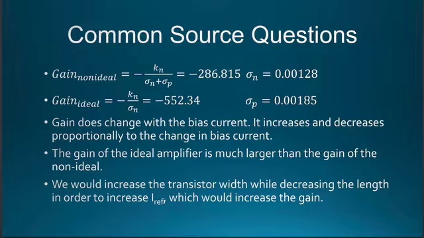Here's the common source questions. We're comparing our non-ideal gain to our ideal gain. Solving for our non-ideal gain, we use kappa n from our previous project, which is 0.707, to solve for a gain non-ideal, which is half of the ideal gain of 552.34. As you can see, we are answering most of the questions about the gain and how it changes with bias current. It increases and decreases proportionally.